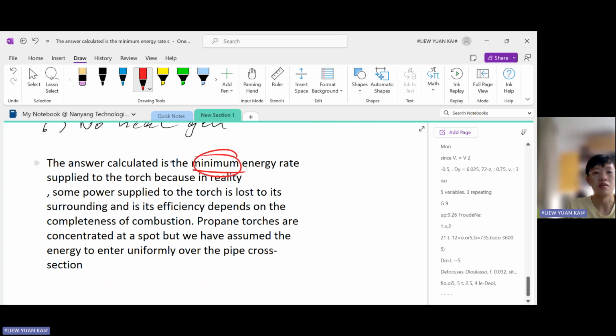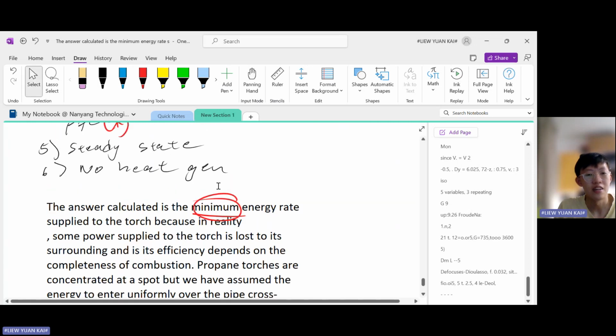Now, why do I say it's minimum? It's because, right, assuming that there is totally no loss to the surrounding, this is the amount of energy you need for this welding process to occur. But because there is loss to the surrounding, that means you need to compensate for the loss. If you're compensating for a loss, then you need to supply more than what we calculated here. That's why I described my answer as the minimum energy rate supplied to the torch.